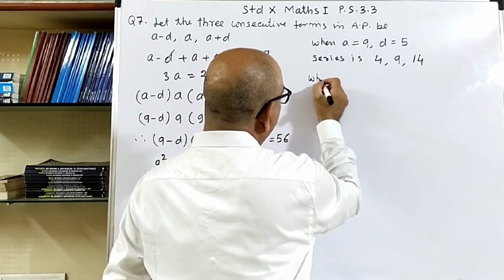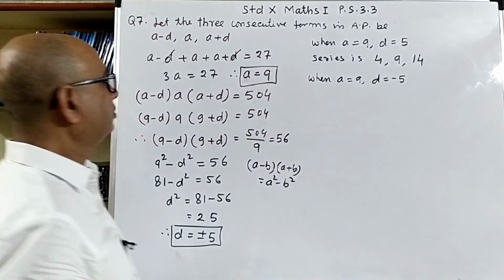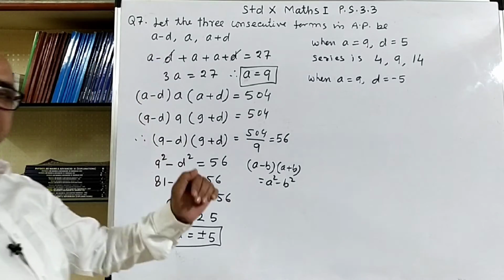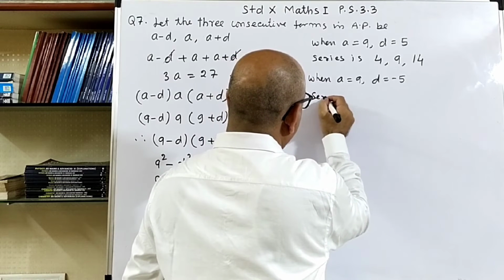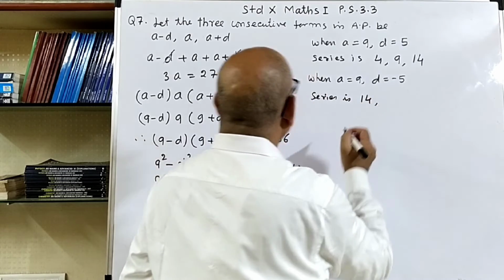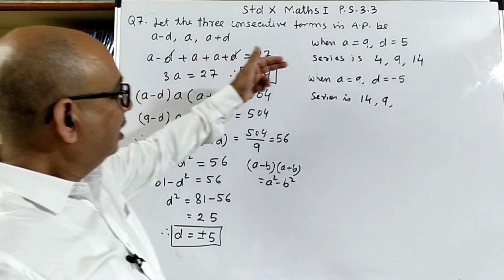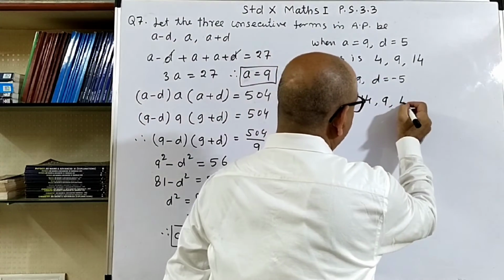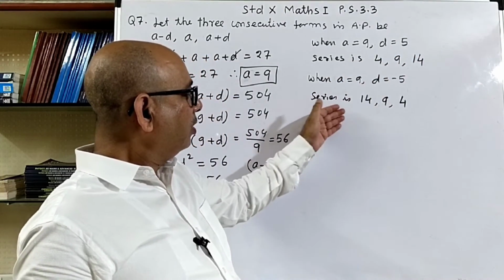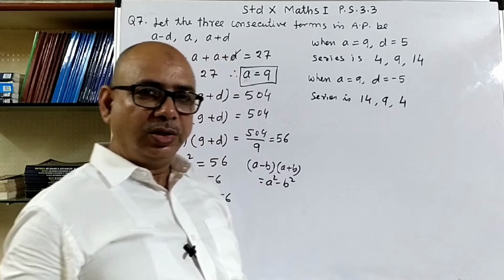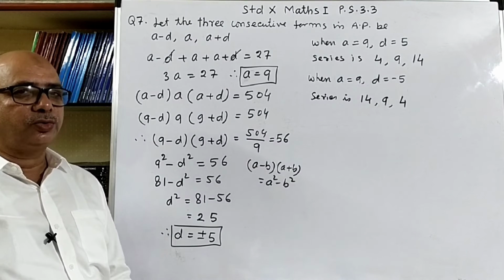When A is equal to 9 and D is equal to minus 5. A minus D, 9 minus minus 5, that means 9 plus 5 is equal to 14. Then A is 9. A plus D, 9 minus 5 is 4. Thus we will get two series, 4, 9, 14 or 14, 9, 4. In this way we completed the solutions of question number 7. Please take the screenshot and let's move to next question.